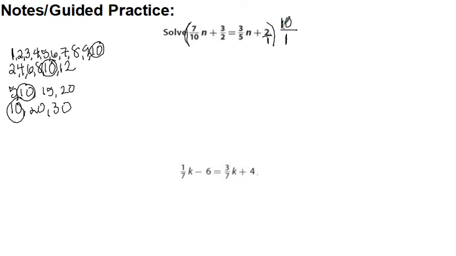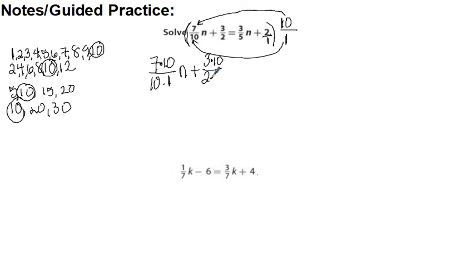So what we do is we multiply everything by 10. I'm going to multiply 7 by 10 and then 10 by 1, right? So it looks like this. I'm going to go 7 times 10 over 10 times 1, right? So I'm taking this fraction and timesing it by this fraction, and then I'm going to write n. The next one, I would do 3 times 10 over 2 times 1 equals 3 times 10 over 5 times 1 n plus 2 times 10 over 1 times 1.